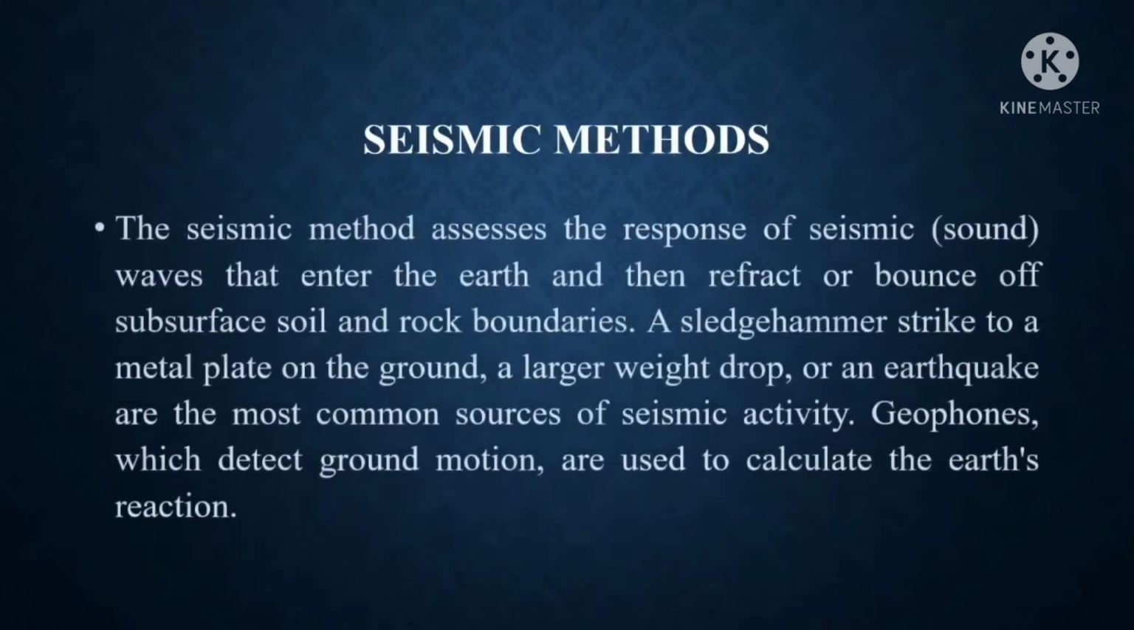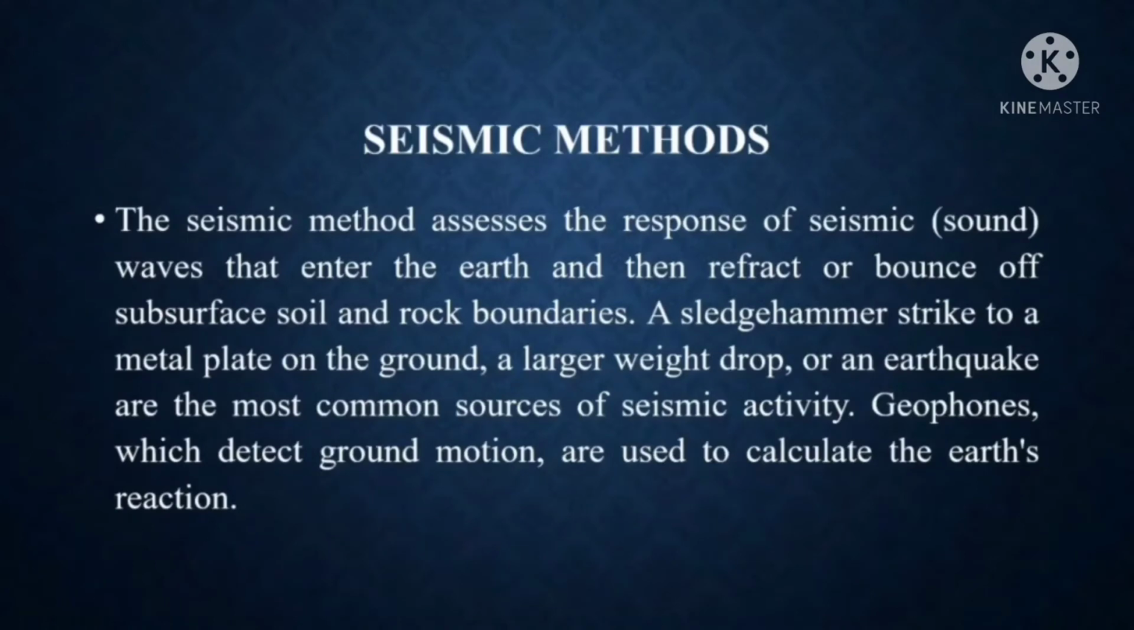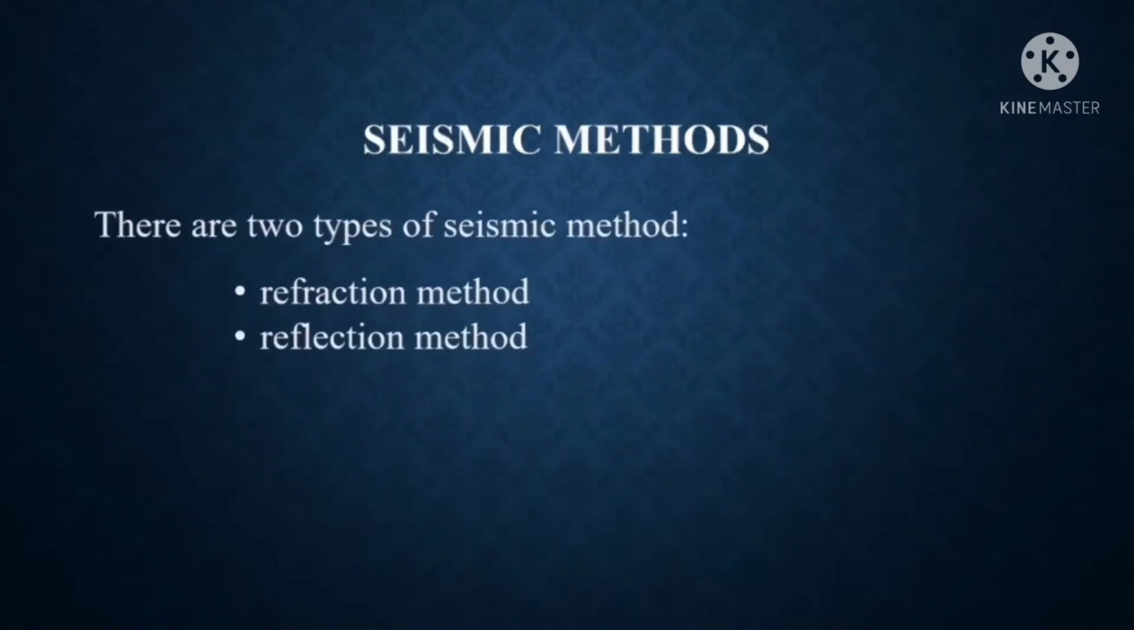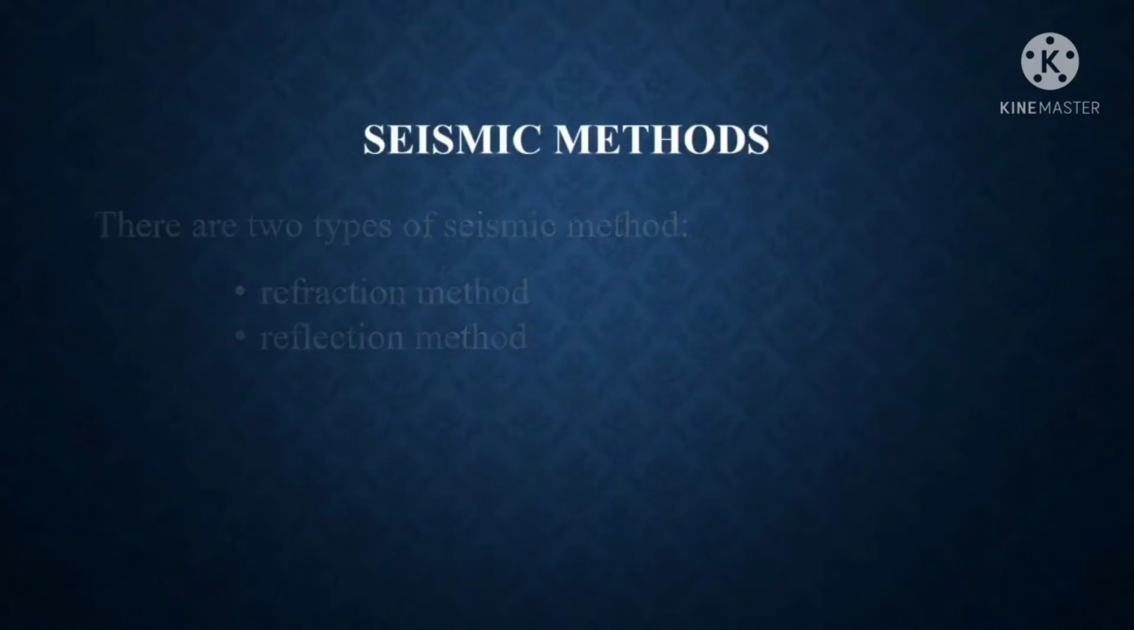Seismic methods. The seismic methods assess the response of seismic waves that enter the Earth and then refract or bounce off subsurface soil and rock boundaries. A sledgehammer striking a metal plate on the ground, a large weight drop, or an earthquake are the most common sources of seismic activity. Geophones, which detect ground motion, are used to calculate the Earth's reaction. There are two types of seismic method: the refraction method and the reflection method.